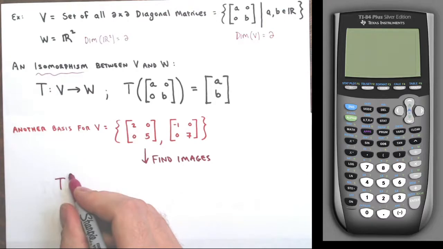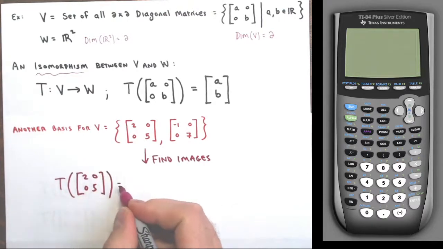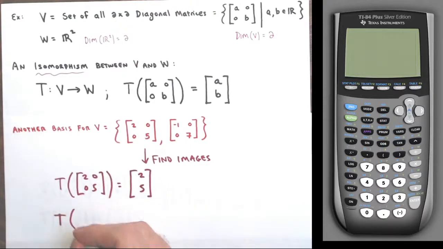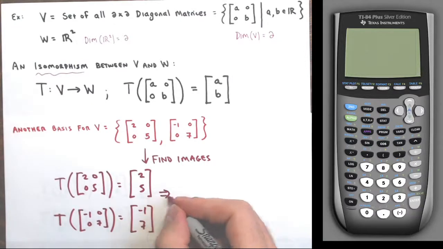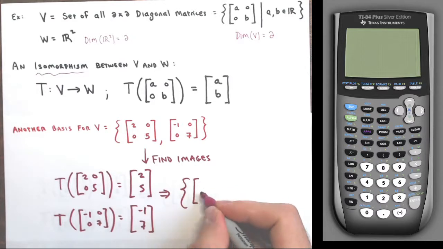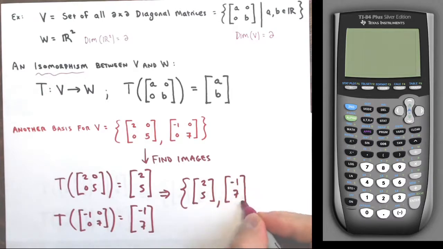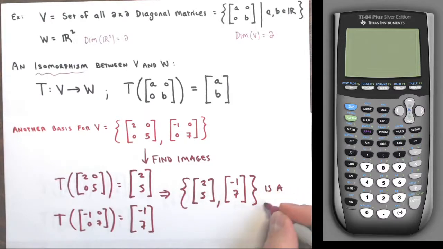So what's the value of T at the matrix [2, 0, 0, 5]? That's just replacing A with 2 and B with 5, so I get the vector (2, 5). And then what's the image of the other basis vector, [-1, 0, 0, 7]? That's just replacing A with -1 and B with 7, so I get the vector (-1, 7). So this set with the vectors (2, 5) and (-1, 7) should be a basis for the codomain.